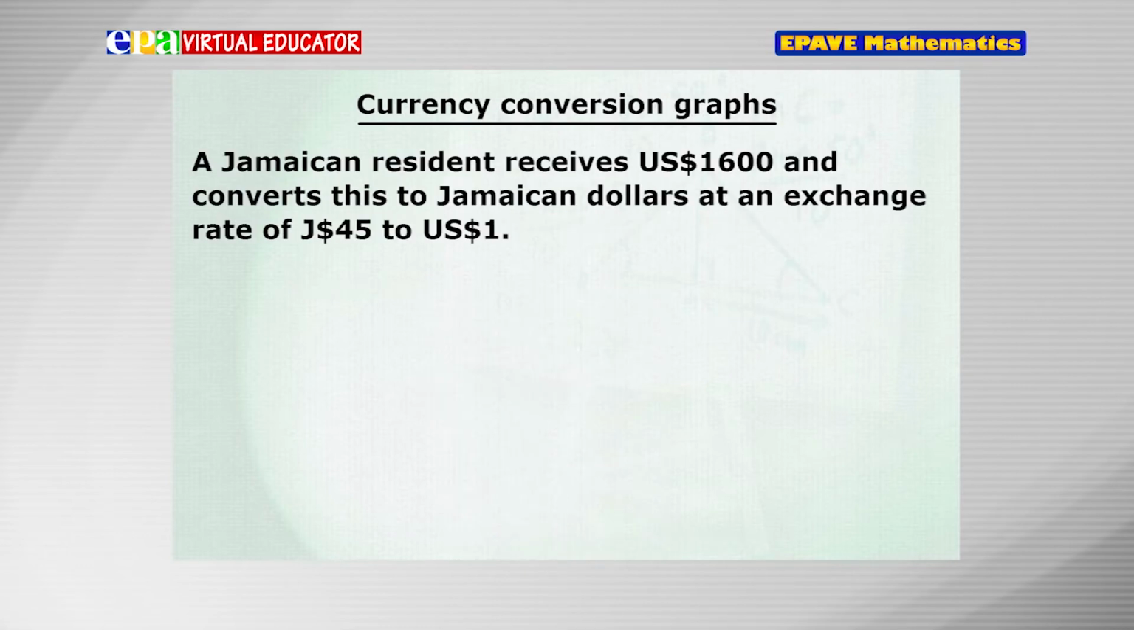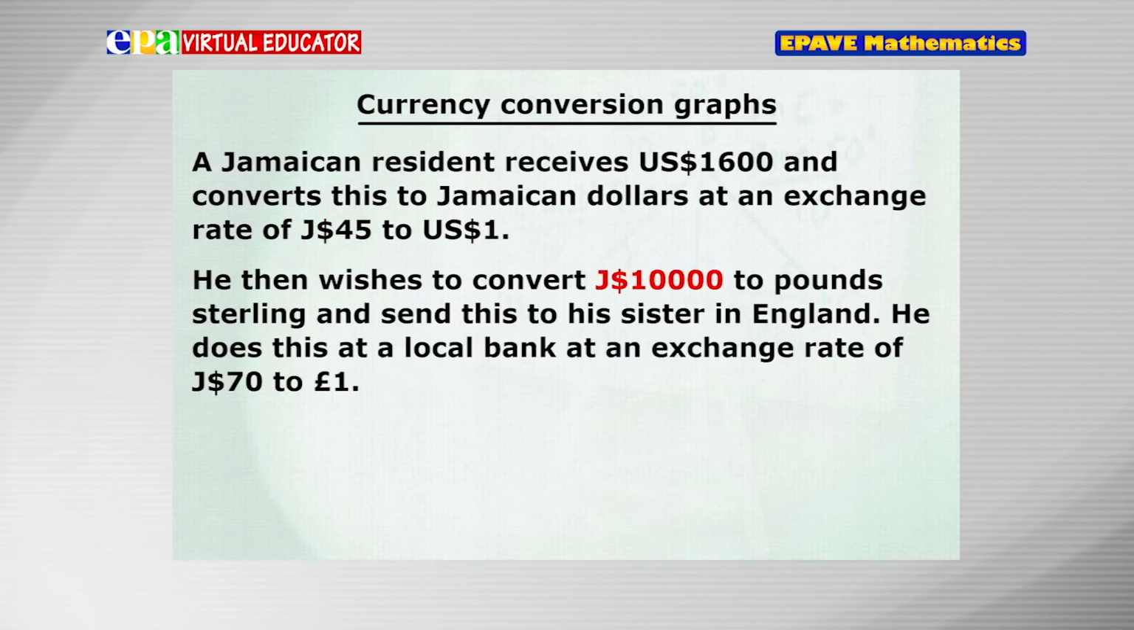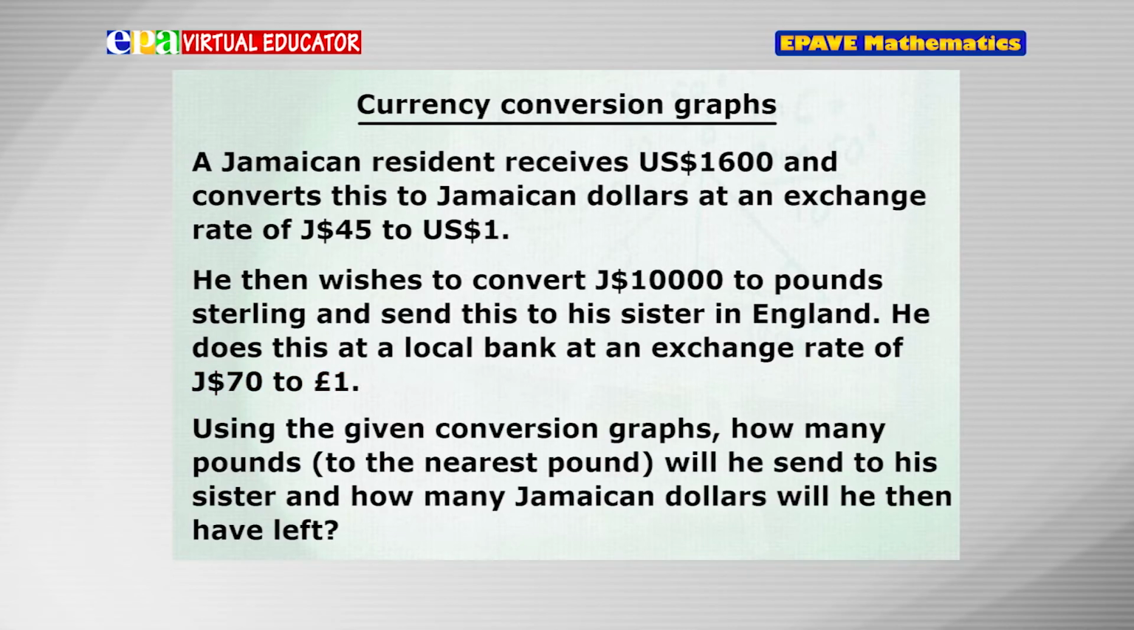A Jamaican resident receives US $1,600 and converts this to Jamaican dollars at an exchange rate of 45 Jamaican dollars to $1 US. He then wishes to convert 10,000 Jamaican dollars to pounds and send this to his sister in England. He does this at a local bank at an exchange rate of 70 Jamaican dollars to £1. Using the given conversion graphs, how many pounds to the nearest pound will he send to his sister, and how many Jamaican dollars will he then have left?